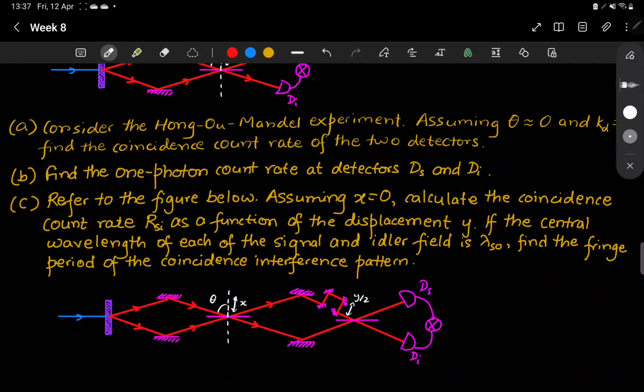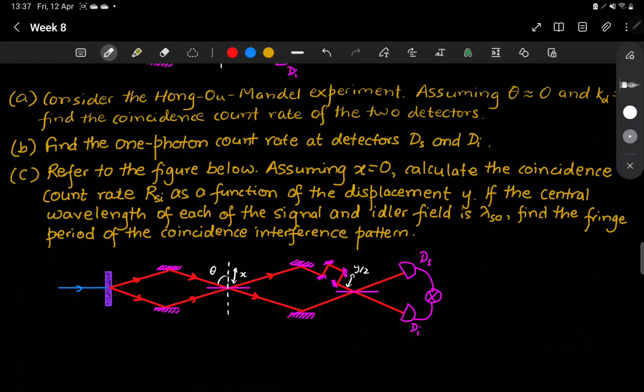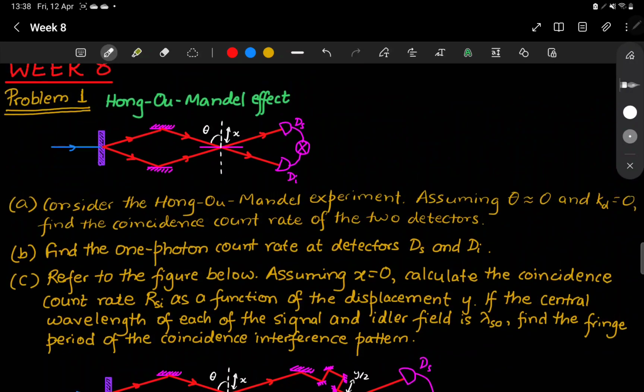Then the third part is a slightly modified variant of the setup. Refer to the figure below. Assuming x equals 0, calculate the coincidence count rate RSI as a function of the displacement y. If the central wavelength of each of the signal and idler field is lambda s naught, find the fringe period of the coincidence interference pattern.